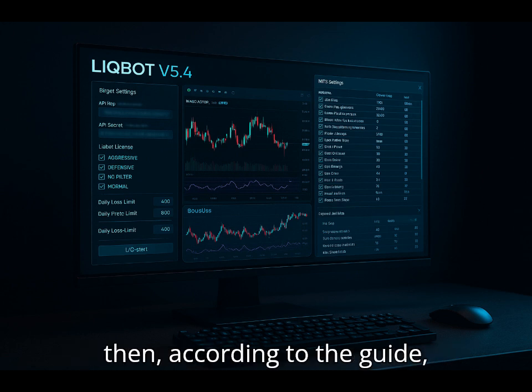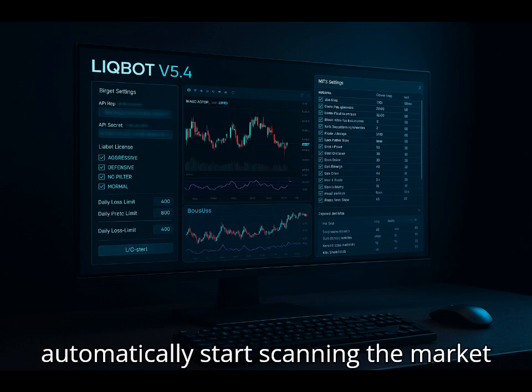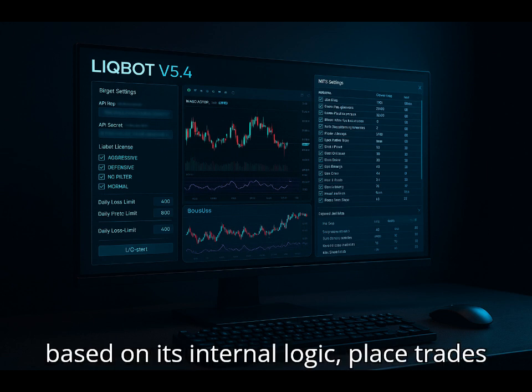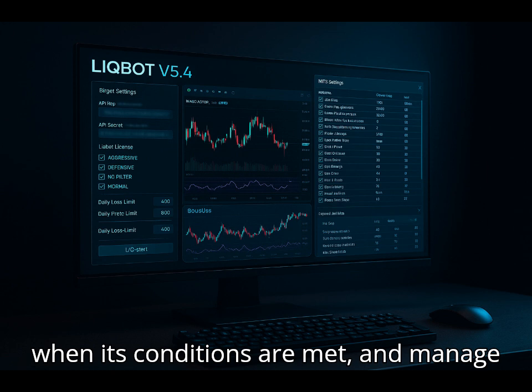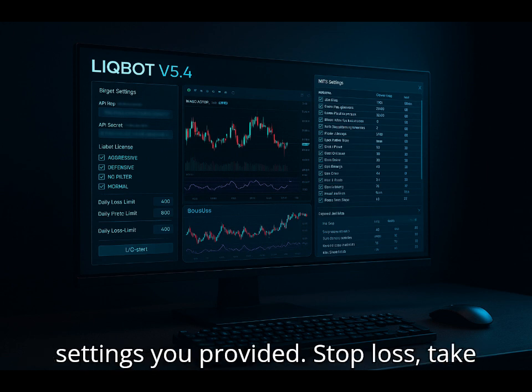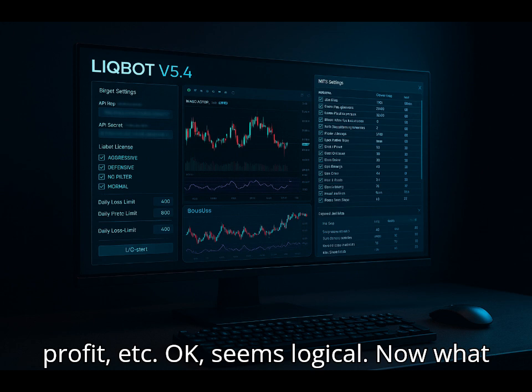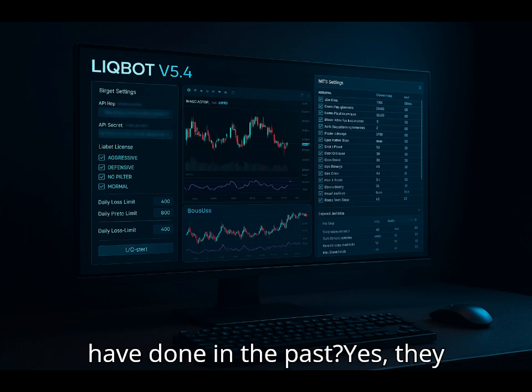It will then, according to the guide, automatically start scanning the market based on its internal logic, place trades when its conditions are met, and manage those NAS 100 positions based on the settings you provided, stop loss, take profit, etc. Okay, seems logical. Now, what about testing? Can you see how it might have done in the past?